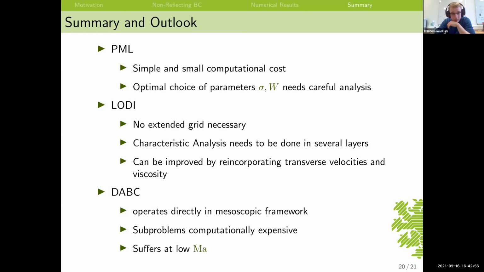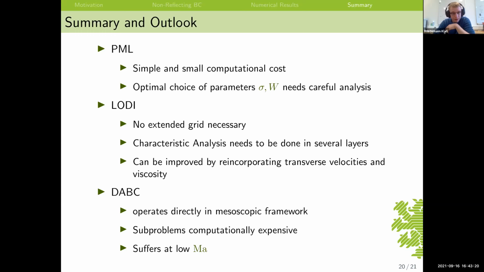And the Lodi boundary condition can readily be improved by reincorporating transverse velocities and viscosity after this characteristic analysis is done. So when I solve for the wave amplitudes, I can maybe improve on the accuracy of the scheme by re-adding this lost information I have discarded before.